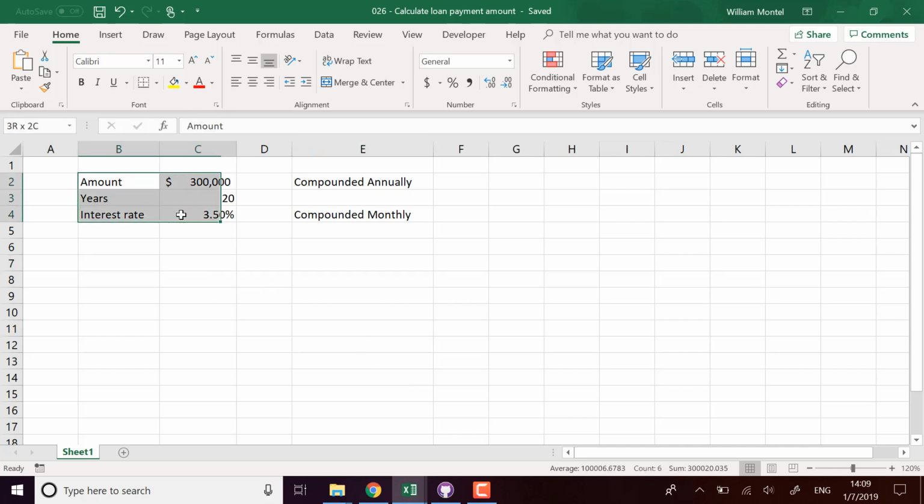So for this example, I'm going to take a loan of 300,000 over 20 years with an interest rate of 3.5%. And we want to know how much we have to pay each month to reimburse this loan, I mean, at the end of 20 years. So for that, we're going to use the function PMT.